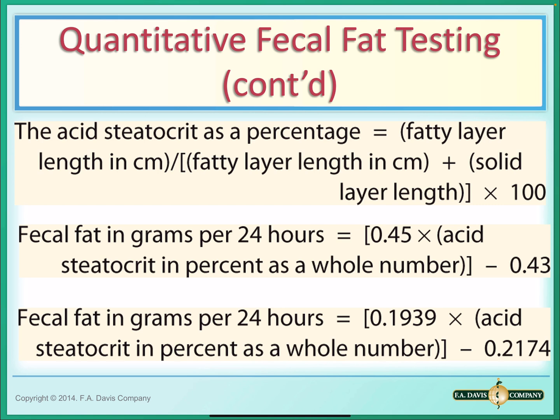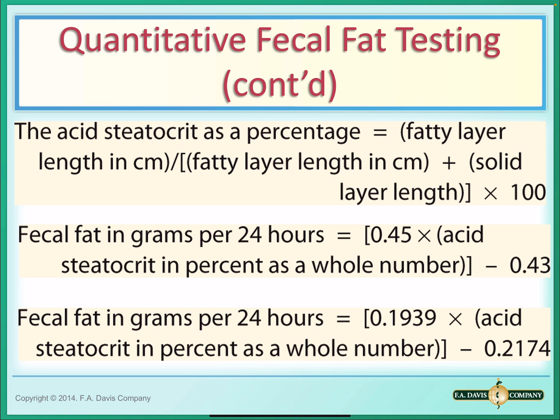The fecal fat for adults is quantified as follows, in the second table right here: 0.45 times the acid steatocrit in percent as a whole number, minus 0.43. An acid steatocrit value of less than 31% is considered normal, whereas a value of over 31% indicates steatorrhea in adults.